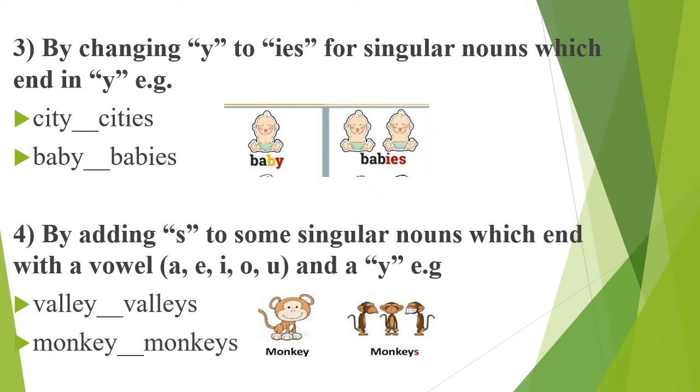So dear students, remember this point. If a singular noun ends with y only, then when we make the plural, we will remove y and add ies, as we have discussed in rule number 3. If a singular noun ends with a vowel and y, then when we make its plural, we will only add s, as we have discussed in rule number 4. So remember these 2 points.